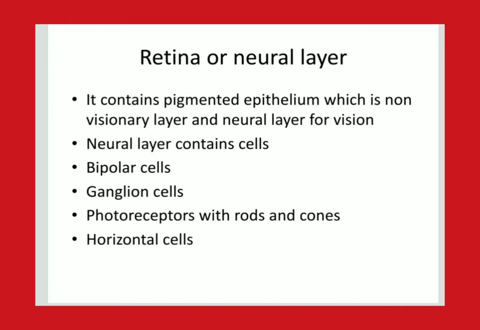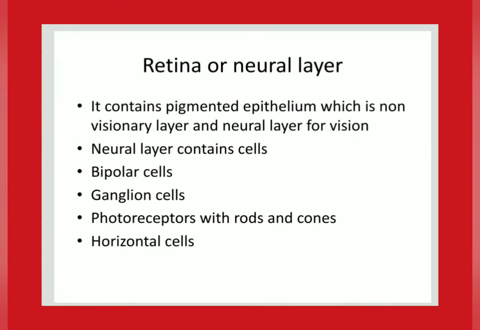Next, coming to the retina or neural layer, it contains two layers: the outer pigmented epithelium, which is a non-visionary layer, and the neural layer for the vision. The neural layer contains the cells for the vision. This neural layer contains bipolar cells, with two poles, ganglion cells, which will produce action potentials, photoreceptors with rods and cones for the vision, and horizontal cells. All of these will form the neural layer.